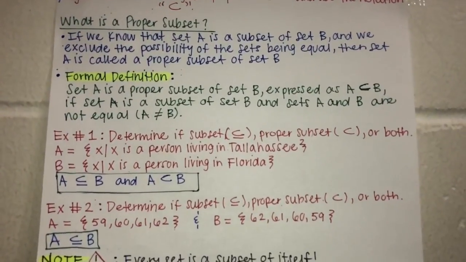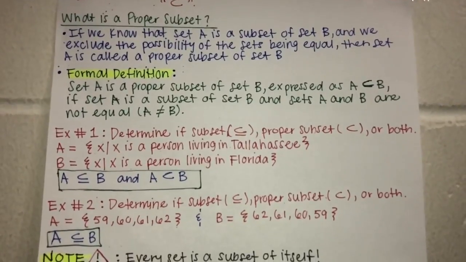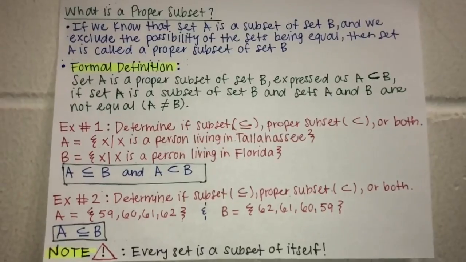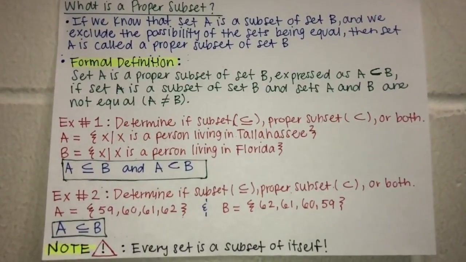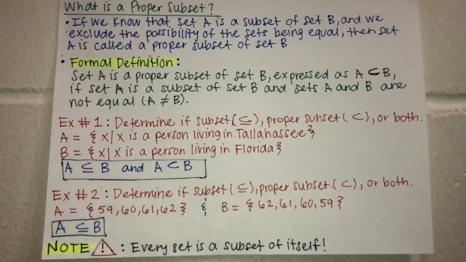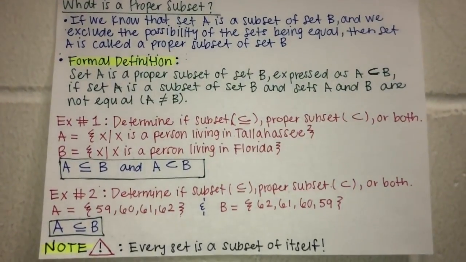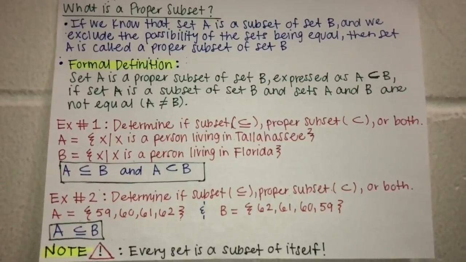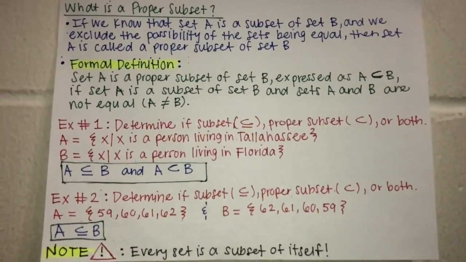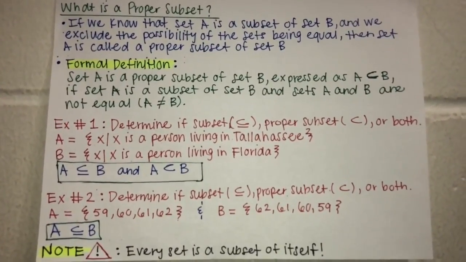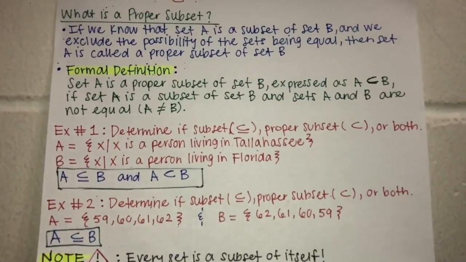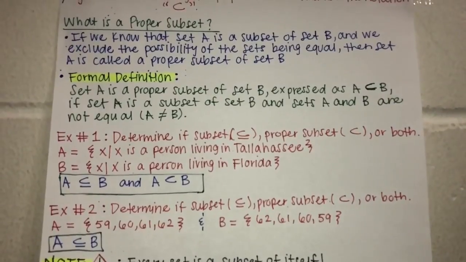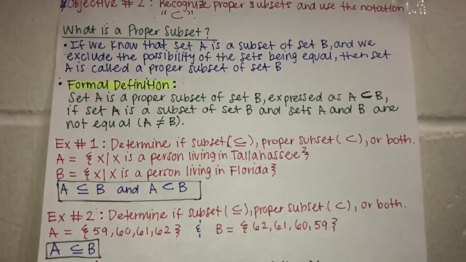In example 2, determine if subset, proper subset, or both applies to the following example. Set A includes the elements 59, 60, 61, and 62, and set B includes the elements 62, 61, 60, and 59. The answer is that A is a subset of B, but it is not a proper subset because the two sets are equal. Also note that every set is a subset of itself.